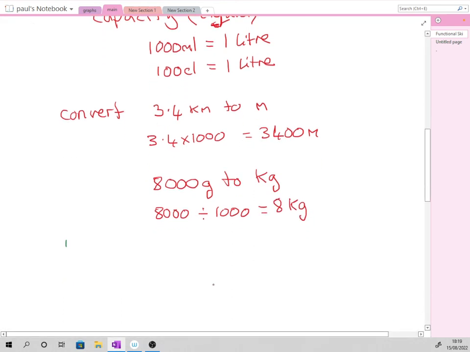And for the capacity, 75 centiliters to liters. Right, so there are 100 centiliters in a litre, so we need to divide this by 100. So 75 divided by 100 equals 0.75 litres.